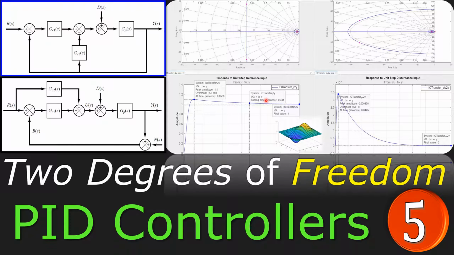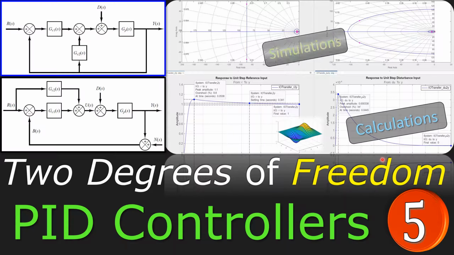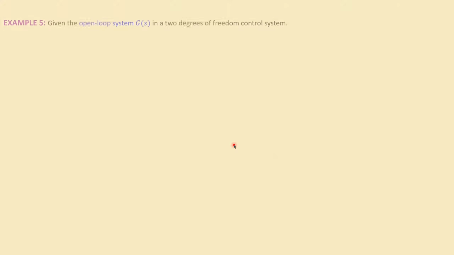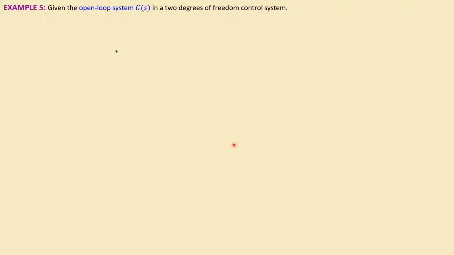Greetings and welcome to a new video about 2 degrees of freedom controller design. This will be our example number 5. In this example we will again look at the calculation step by step and we will verify these in simulations using MATLAB. So we have the following open loop system given.